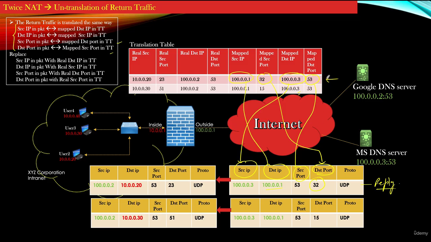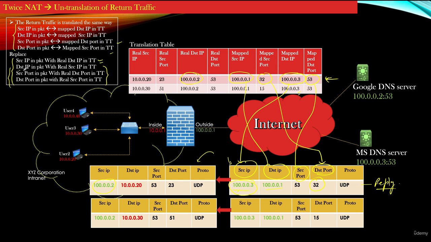So once the row in the translation table has been identified, the second part of the algorithm is executed. Now it's time to replace the fields in this packet so that the untranslated packet would be generated. The algorithm says to replace the source IP address in the packet with the real destination IP address in the translation table. So the source IP address in the packet is 100.0.0.3 and the real destination IP address is 100.0.0.2. So we can see this 100.0.0.3 has been replaced by 100.0.0.2.